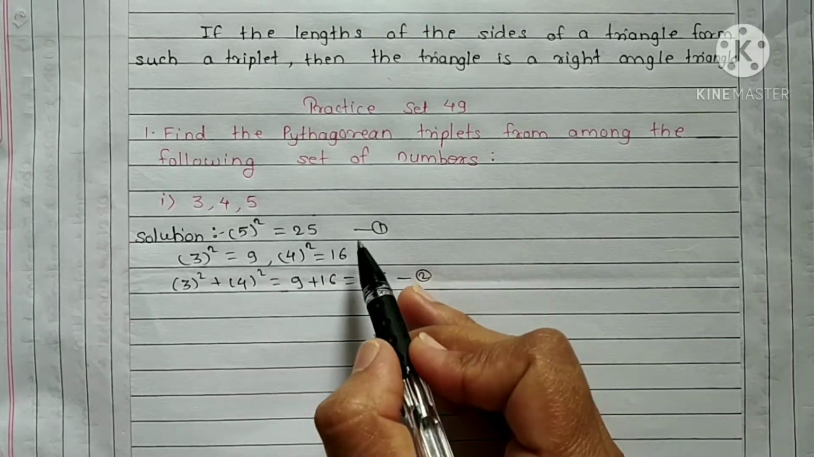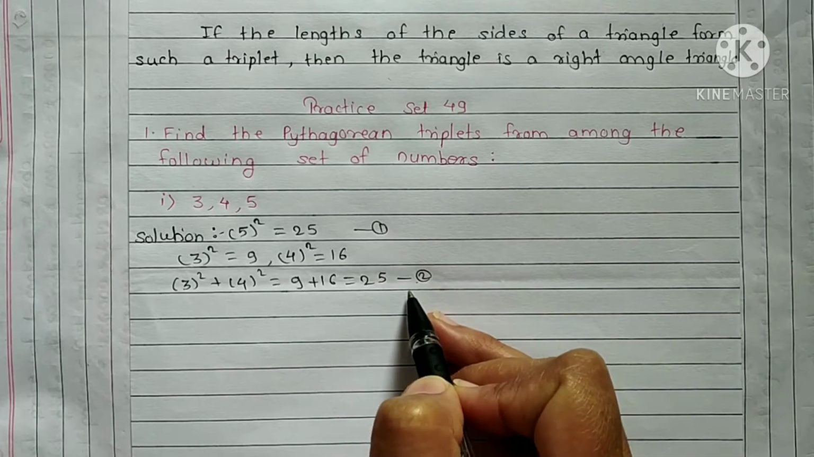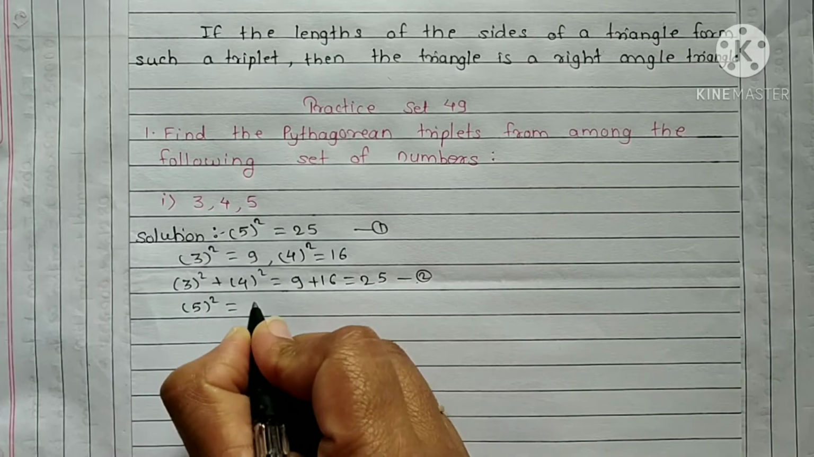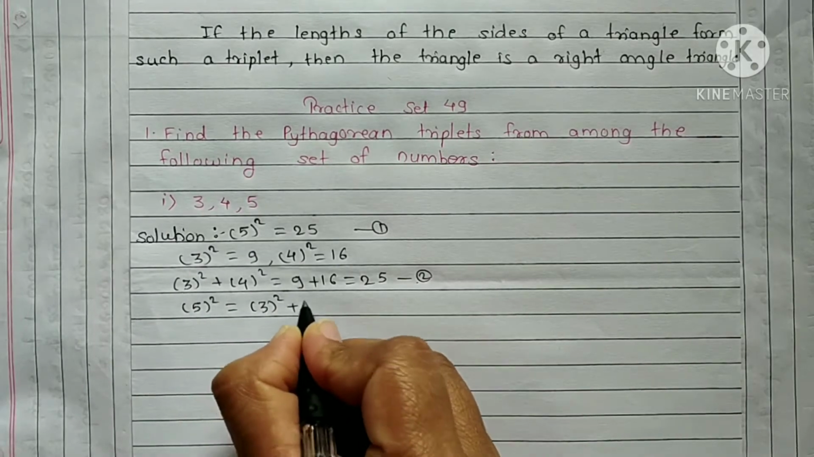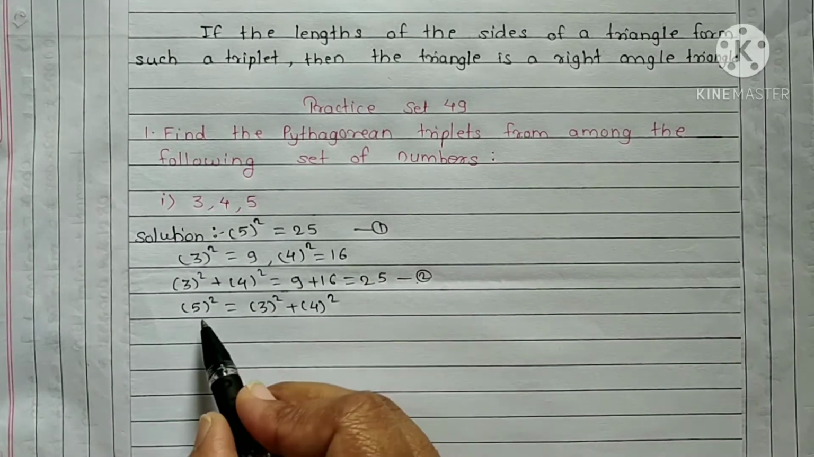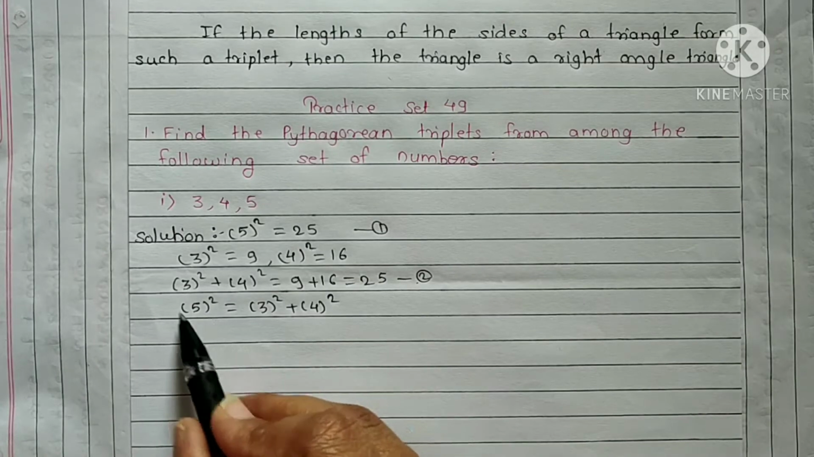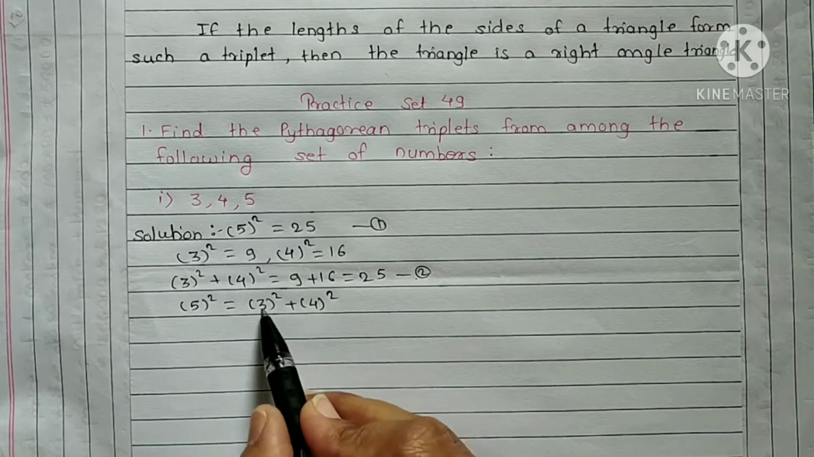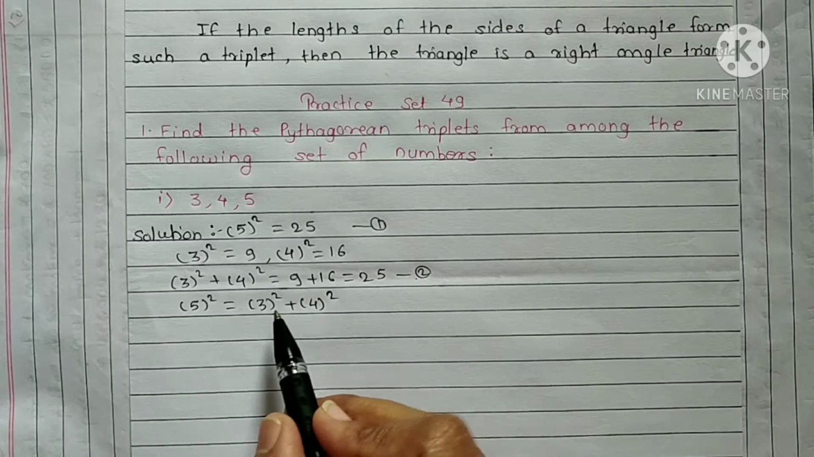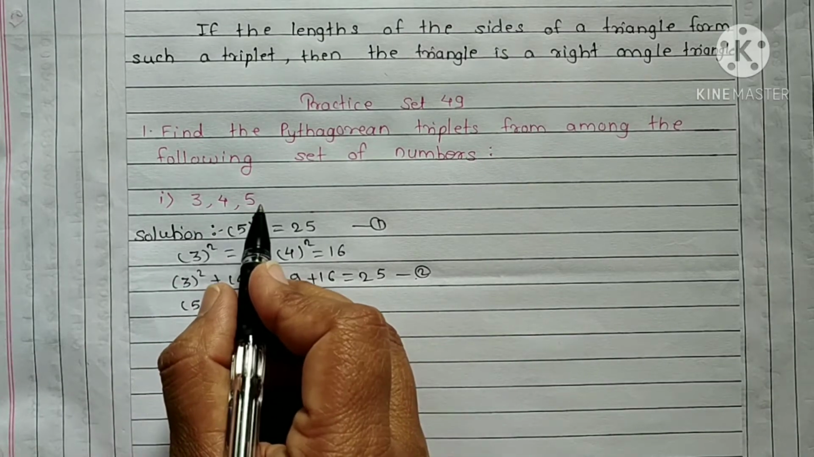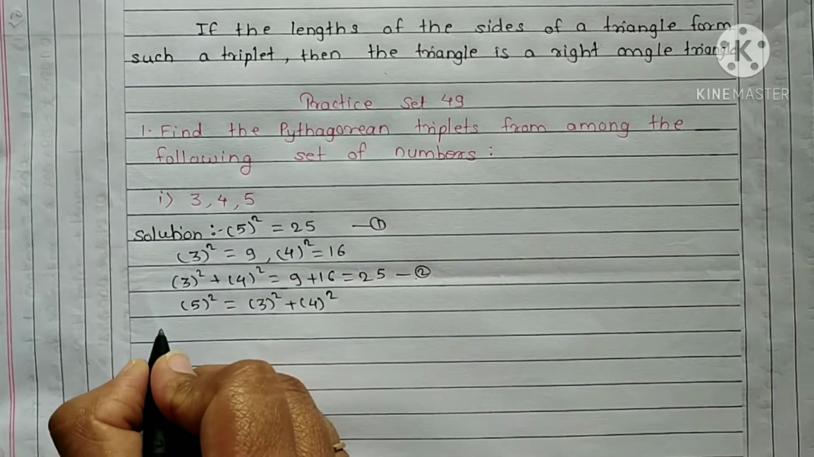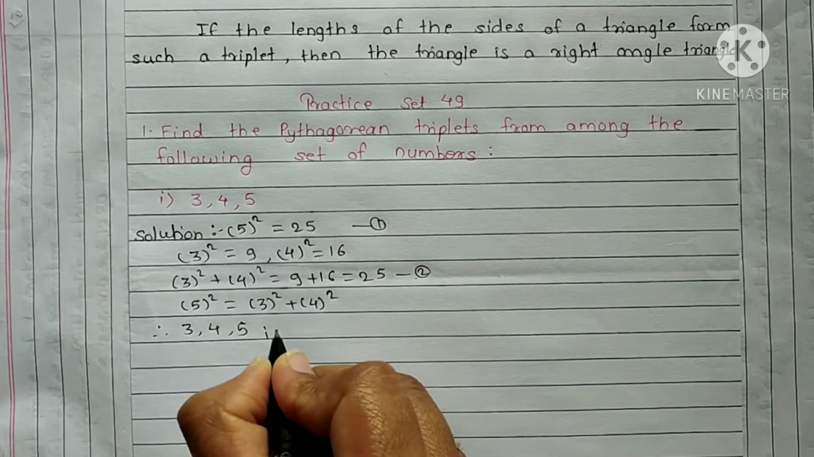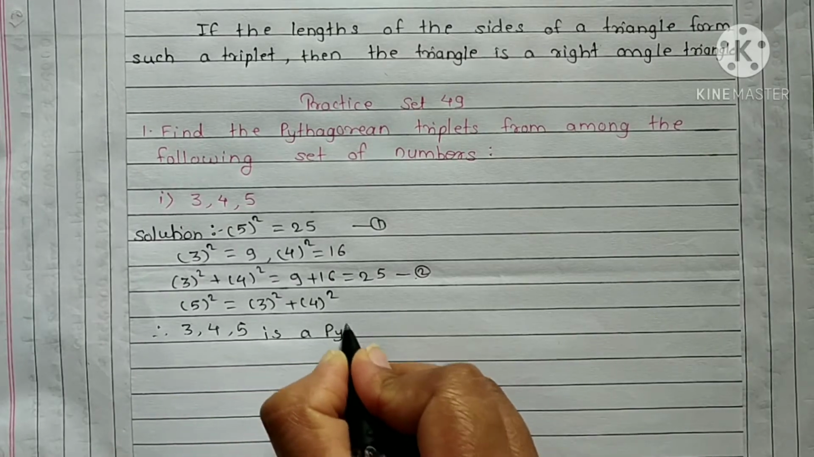Now from 1 and 2 we can say that 5 square equals 3 square plus 4 square. That is, the square of the biggest number is equal to the sum of squares of the other two numbers. Therefore 3, 4, 5 is a Pythagorean triplet.